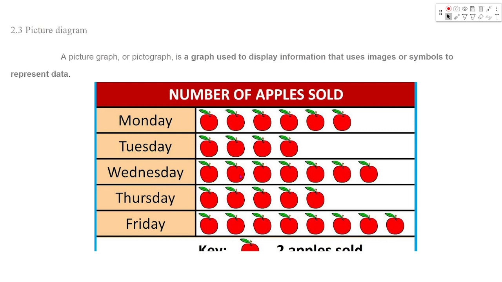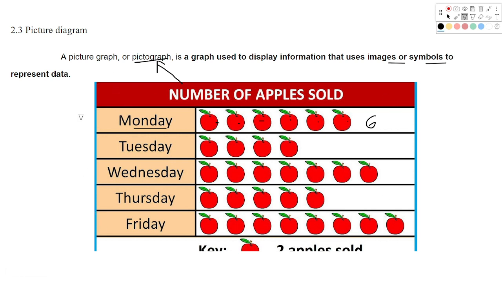Then we also have what we call a pictograph, or sometimes we call it a pictogram. A pictograph. Now, it's a graph used to display information that uses images or symbols to represent data. Now this is just a graph. We have numbers of apples sold. So we have Monday, 1, 2, 3, 4, 5, 6. So we have 6 apples were sold on Monday. Then we have Tuesday, Wednesday, Thursday, and Friday. And this is just an example of a pictogram.